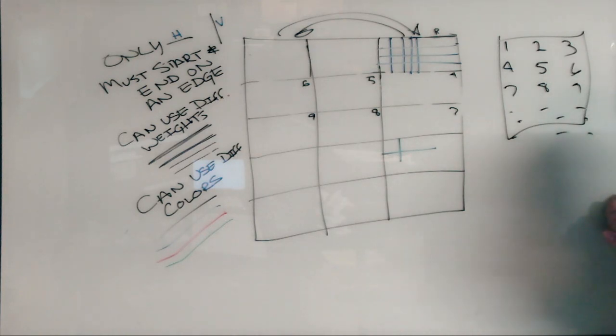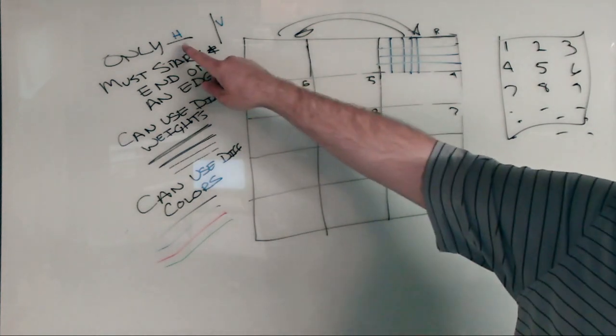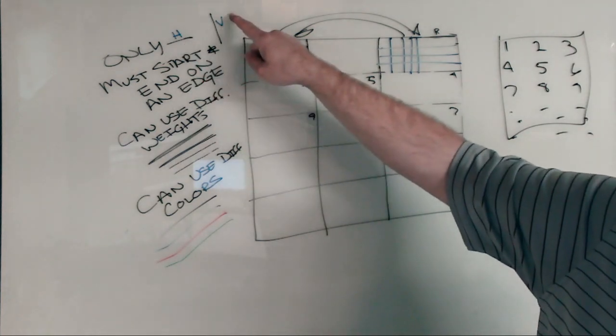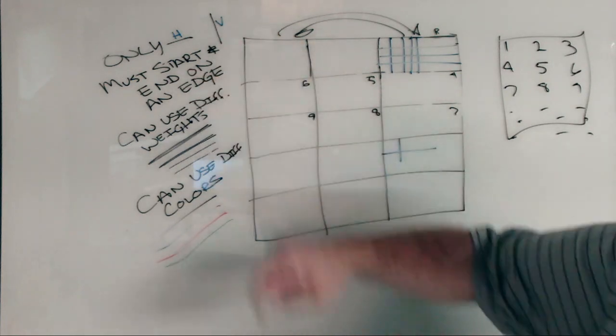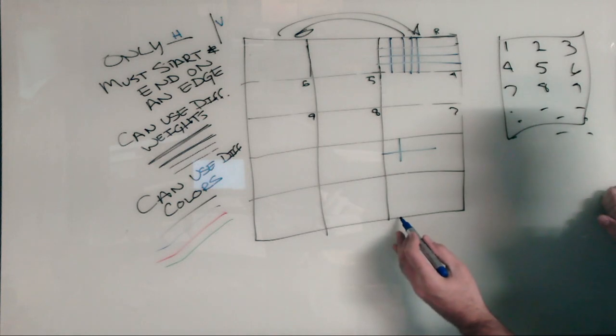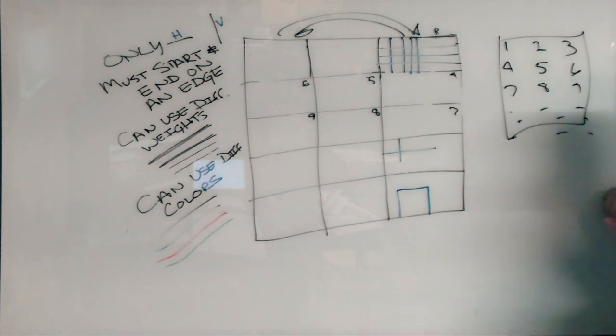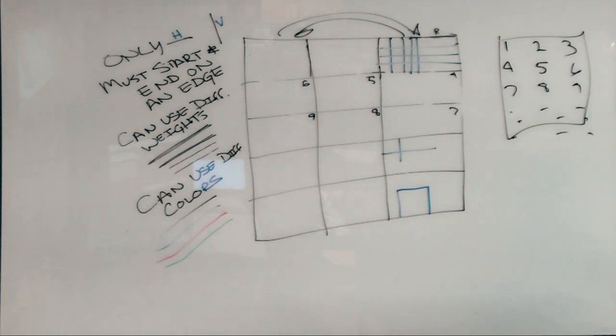Now, there's a little rule to this. I did say two things here, right? So we have two rules so far. We've got to use horizontal, we've got to use vertical, and it's got to start and end on an edge. So I have a question for you. Would I be allowed to do that? Anybody want to take a stab at that?